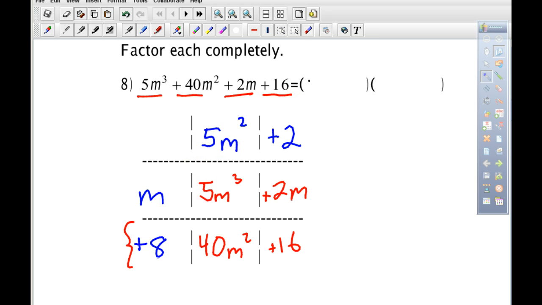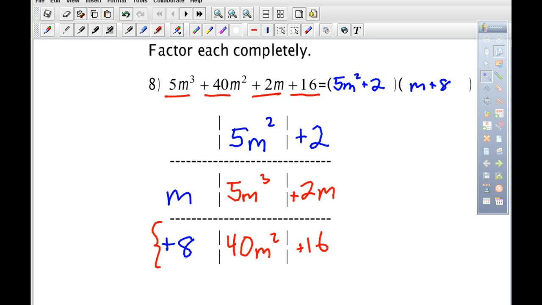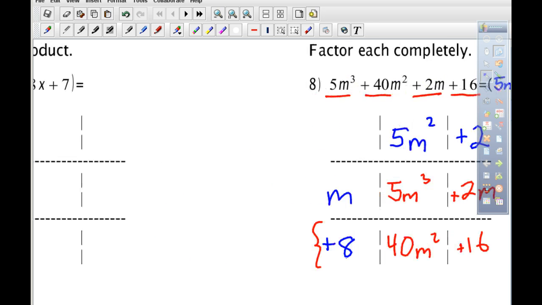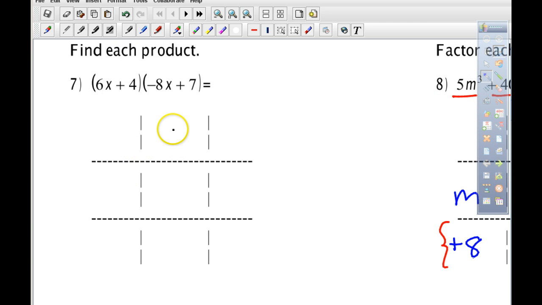Alright, so we've got our answer here. So 5n squared. And of course, I could switch the order here. I could put n plus 8 first, and then 5n squared plus 2 second. Could do that. So that's what we've done so far. If you go back to 7, if you're here, and we'll move on. Okay.